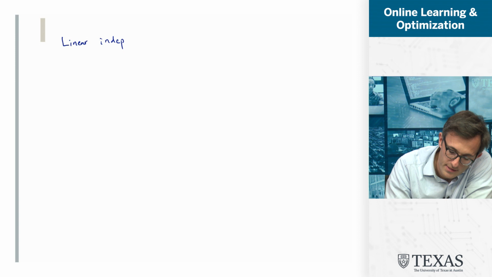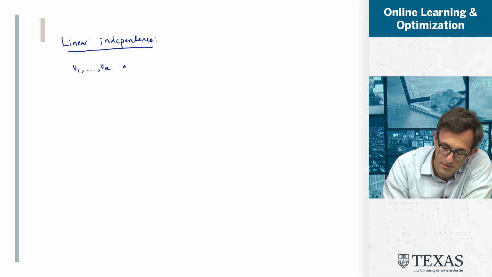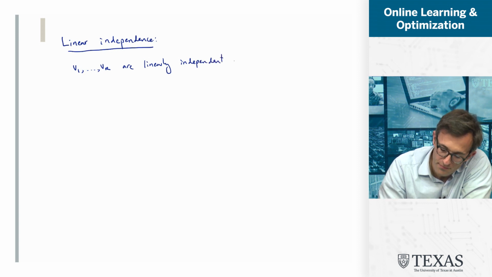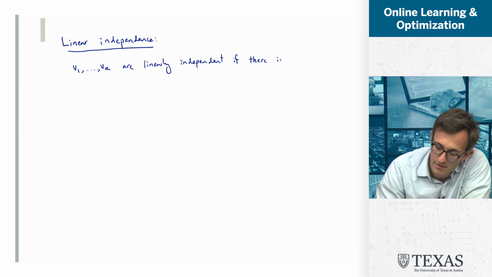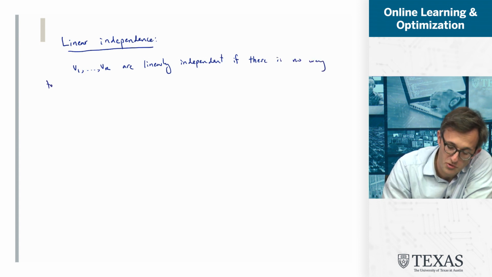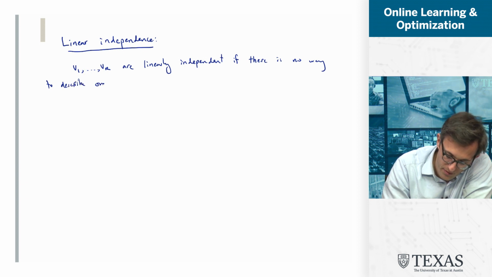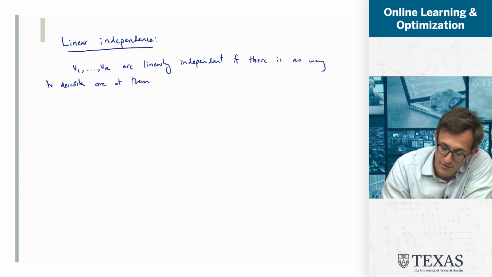So let's define these precisely. A set of vectors v1 up to vk are linearly independent if there is no way to describe one of them in terms of the others, to describe one of them as a linear combination of the others.